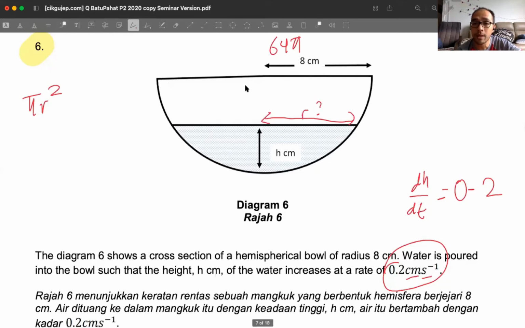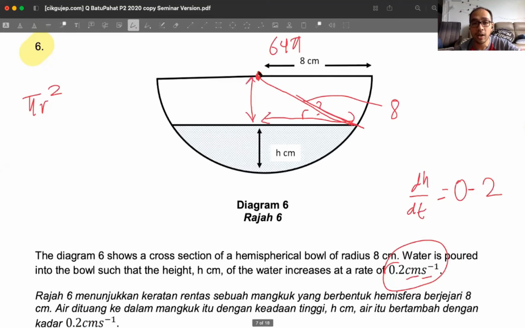Let's think about this. If this is the center, and if I draw a line over here, do I know how long this is? This is also 8. Isn't it interesting? This is the center of the bowl, so this is actually the radius. So this is 8. And how about this?